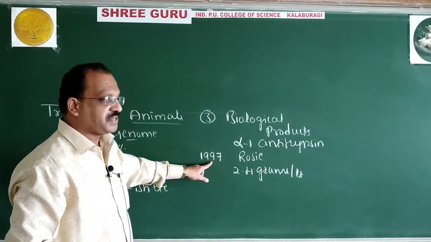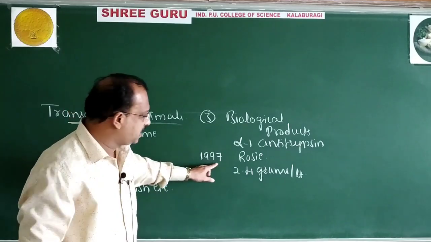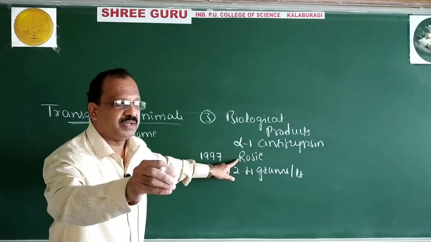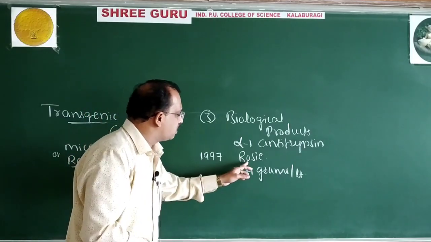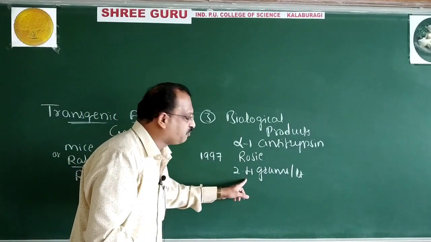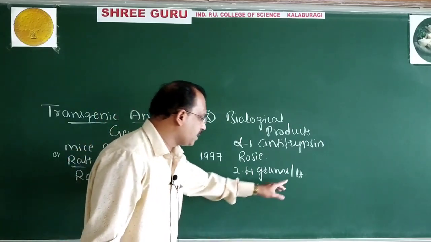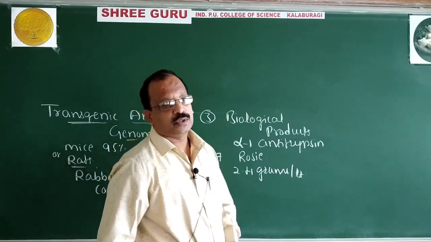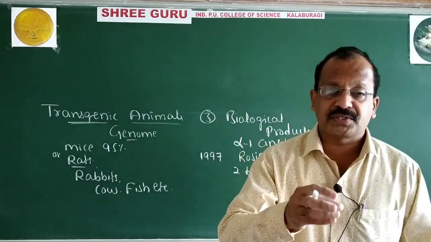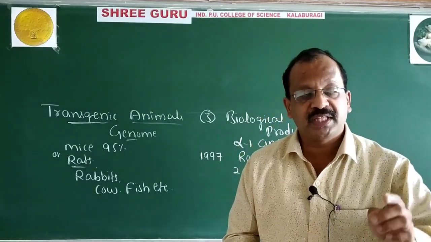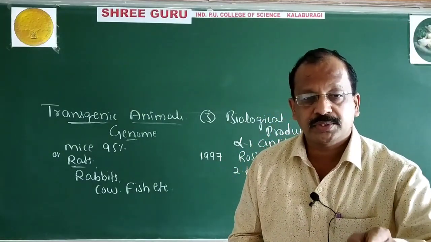In the year 1997, first transgenic cow Rosie is produced with human lactoalbumin genes. The milk which is produced by the Rosie contain 2.4 grams of human lactoalbumin per liter, and it is considered to be one of the most balanced nutritional food for the babies when comparing with even natural cow's milk.